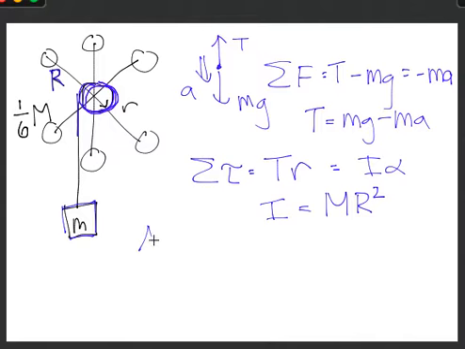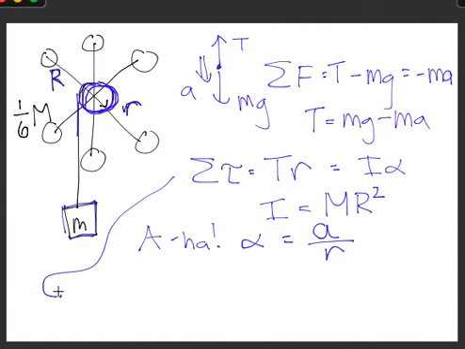Now here's the aha moment. The aha moment is that the angular acceleration of the whole thing must be equal to the acceleration of the little hub, the linear acceleration, say, of any point on the string, divided by how far that string is from the center of rotation. So it has to be little r.